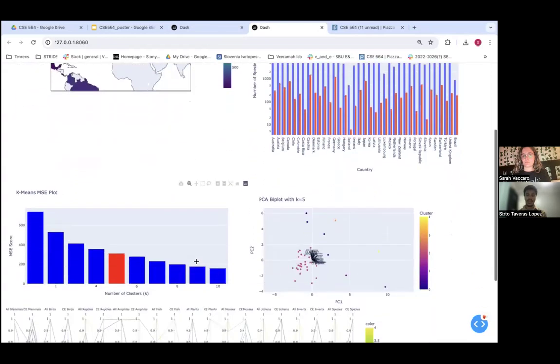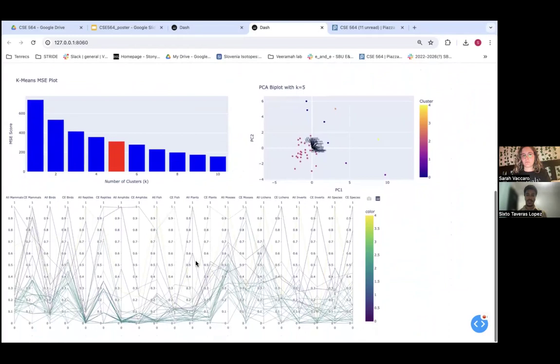Moving along, we have the k-means MSE plot. So the k-means mean squared error plot shows a relationship between the number of clusters and the corresponding MSE score. Lower MSE scores indicate better cluster cohesion, meaning that data points within each cluster are closer to the centroid. And the purpose of the k-means MSE plot is to help determine the optimal number of clusters for the data set.